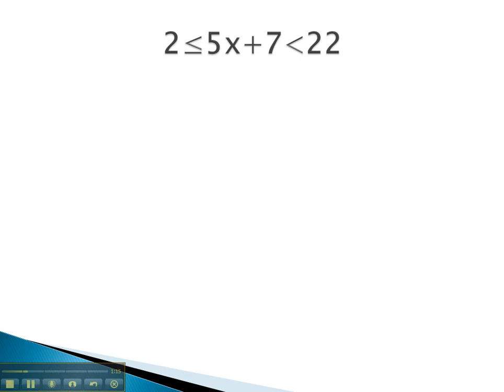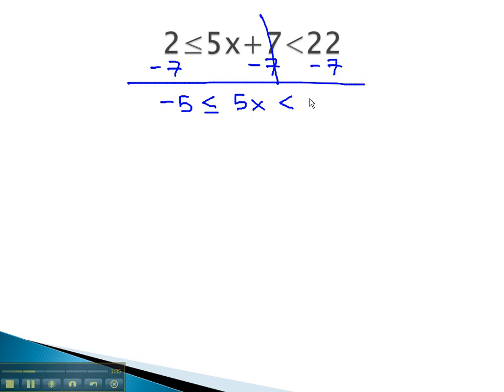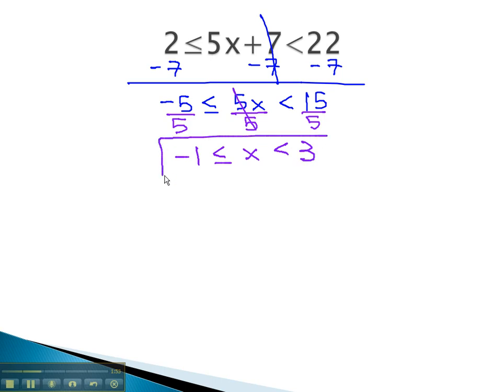In this first problem, we have the 5x plus 7 between the numbers 2 and 22. To begin isolating the variable, we will subtract 7 from all three parts, left, right, and center, of the inequality. This gives us negative 5 is less than or equal to 5x, which is less than 15. To isolate the x, we divide all three sides, left, right, and center, by 5. We now have negative 1 is less than or equal to x, which is less than 3. With the x alone in the middle, we have solved the inequality.